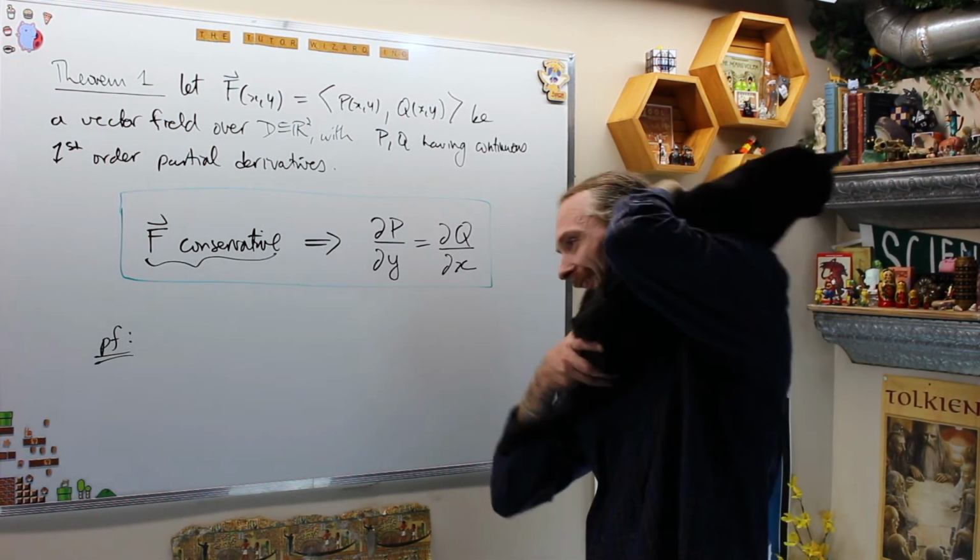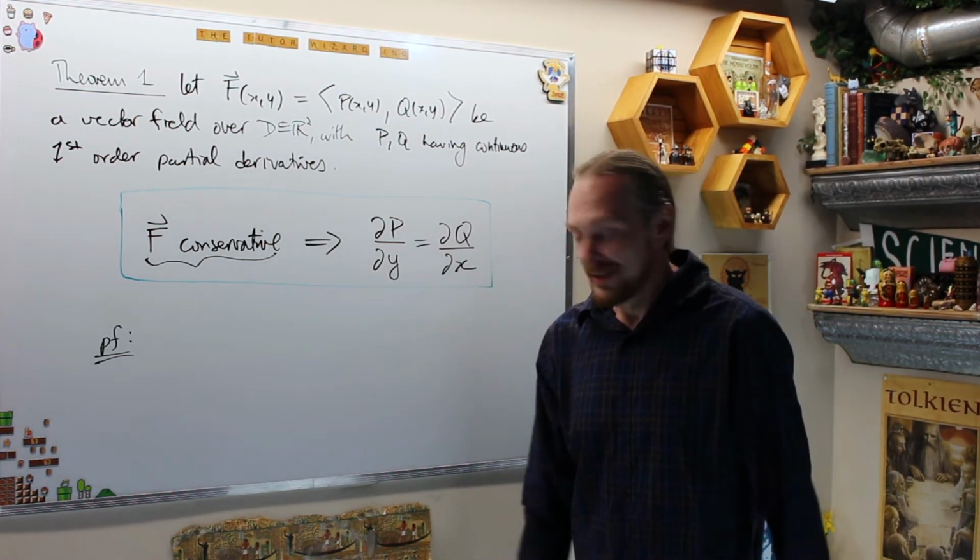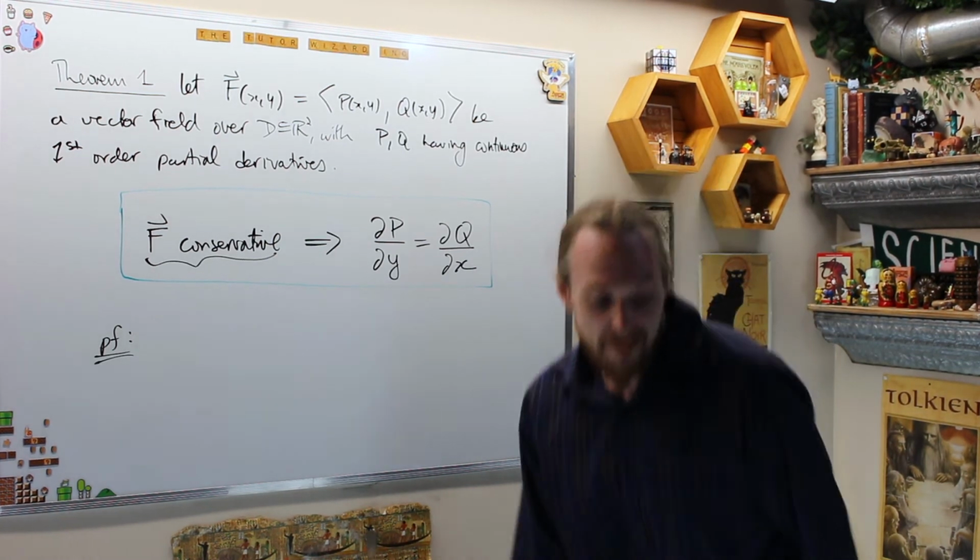Can you prove with the cat? Oh, okay. That was Noodles. He's much more rambunctious. Get back here.